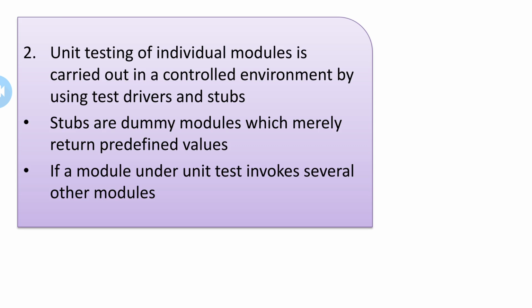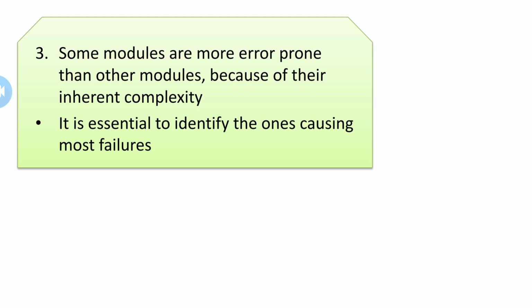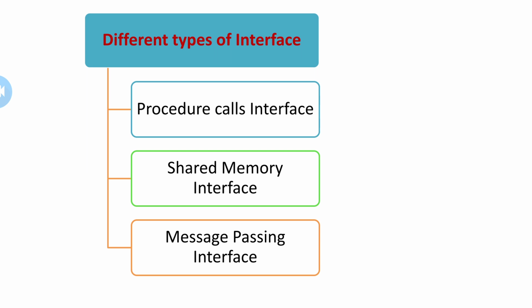Third, some modules are more prone to errors than other modules. When these modules are tested, I found that module A is giving me lots of errors, then module B is giving me lots of errors, and so on. So it is essential to identify the one causing the most failures. While integrating these three modules, I want to see which module is causing lots of defects, errors or failures. Which module is causing faults?